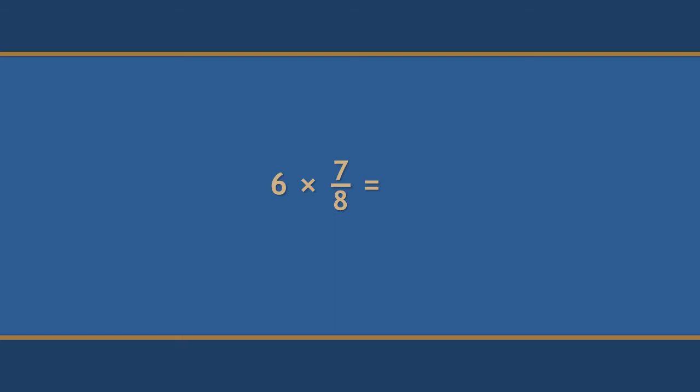Good job. Okay, again, if you chose to, you could have put that whole number 6 over a 1, and then multiplied 6 times 7, and you would have had 42. And 1 times 8 gives you 8. You reduce that improper fraction to 5 2/8.